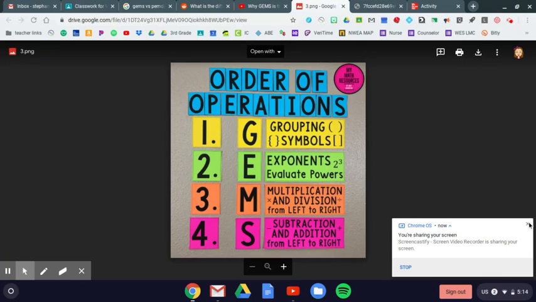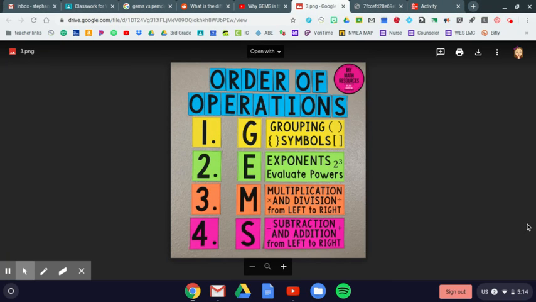We're doing a follow-up to what we talked about on Monday when we introduced the order of operations. Your exit ticket on Monday asked you what the letters in GEMS stood for. GEMS is the acronym, or a meaning for each letter about what to do for order of operations, putting math in order so it makes sense.